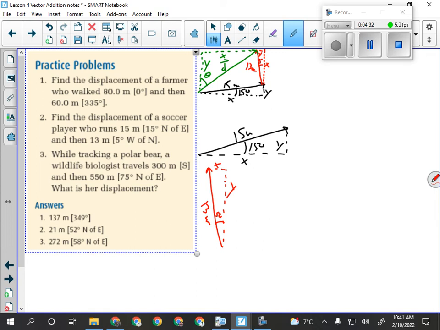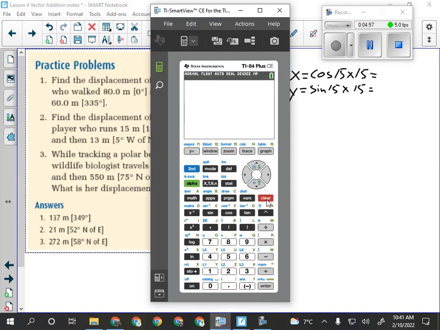So the rest of this is the same, regardless of which method you choose. The first thing you've got to do is find all your x's and y's. Black x is adjacent, so that'll be the cos of 15 times 15. Black y will be the sine of 15 times 15. So, angle times hypotenuse. 14.49 we'll say.